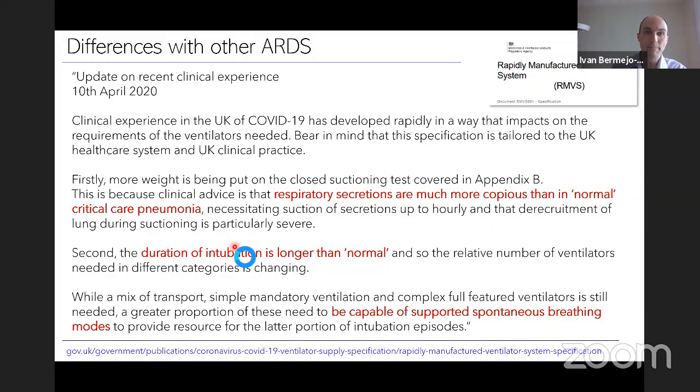Also, I noticed in the guidelines that they provide from the UK on the rapidly manufactured ventilator systems, they give a little bit of emphasis to those differences. So for example, here I have highlighted the respiratory secretions that are much more copious than in normal critical care pneumonia. So that's probably going to affect the way that you design a ventilator that is more meaningful for COVID-19 patients. Also, they observed, at least in the UK, this may be localized, that the duration of intubation is longer than normal. And they propose that ventilators that are suitable for this COVID-19 pandemic should be capable of supporting spontaneous breathing modes.